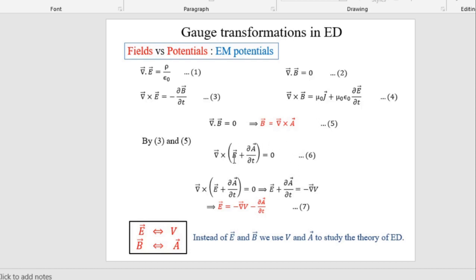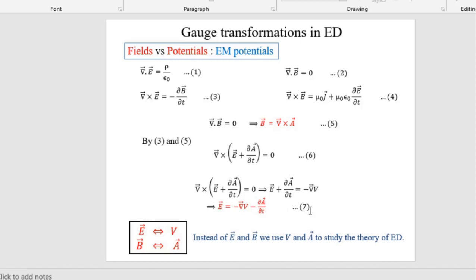So from equation 6 we have E plus del A del t is equal to negative gradient of V, and we can arrange this equation to express the electric field E as equal to minus gradient of V minus del A del t. Finally, we have expressed the electric field in terms of the scalar potential and the vector potential.